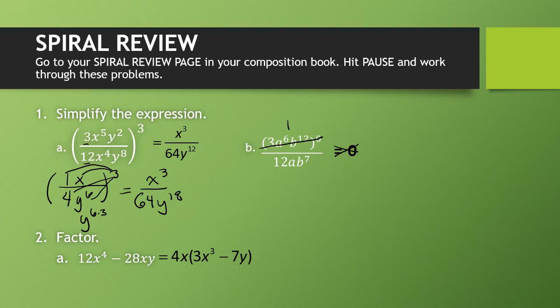All right, on this particular problem, the numerator, anything to the 0 is 1, so now this answer is totally wrong, and our actual answer is going to be 1 over 12a times b to the 7. Even teachers make mistakes. All right, here we go on the last problem.